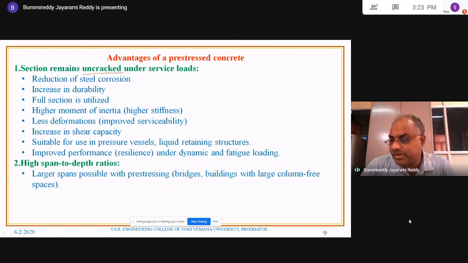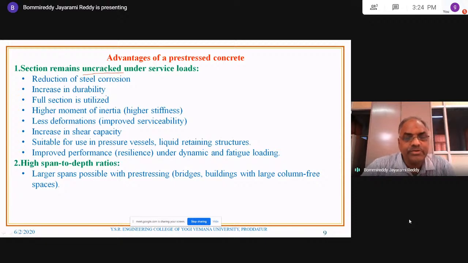Because of that, steel corrosion is reduced, durability increases, the total concrete section is effective, moment of inertia is more, and thereby stiffness is also higher and deformation is less, so serviceability will be more, and shear capacity will also be more. Sometimes it also resists dynamic and fatigue loading.